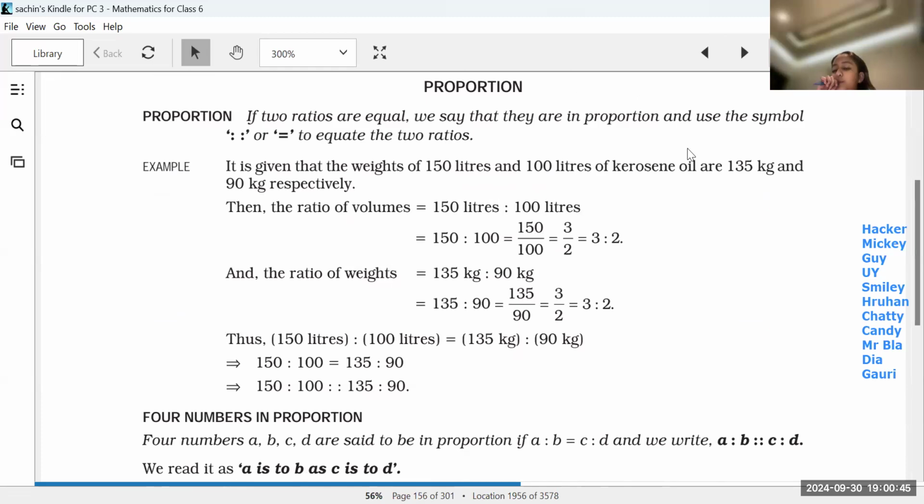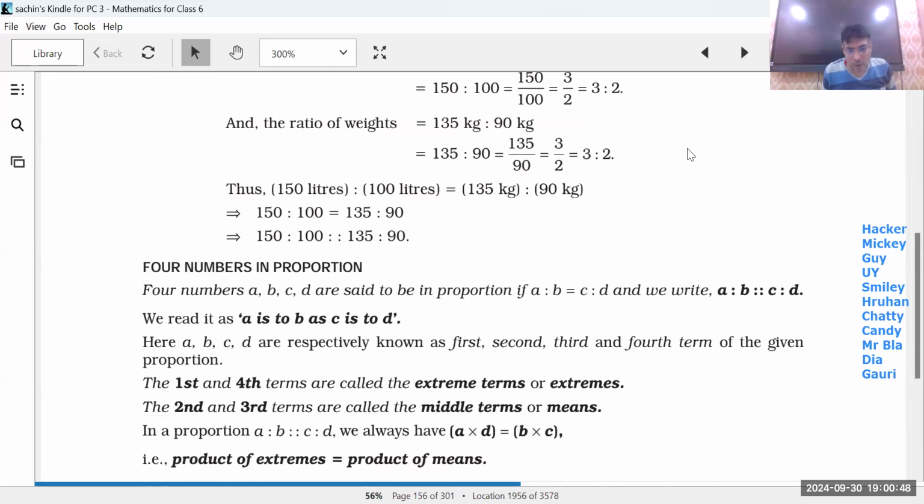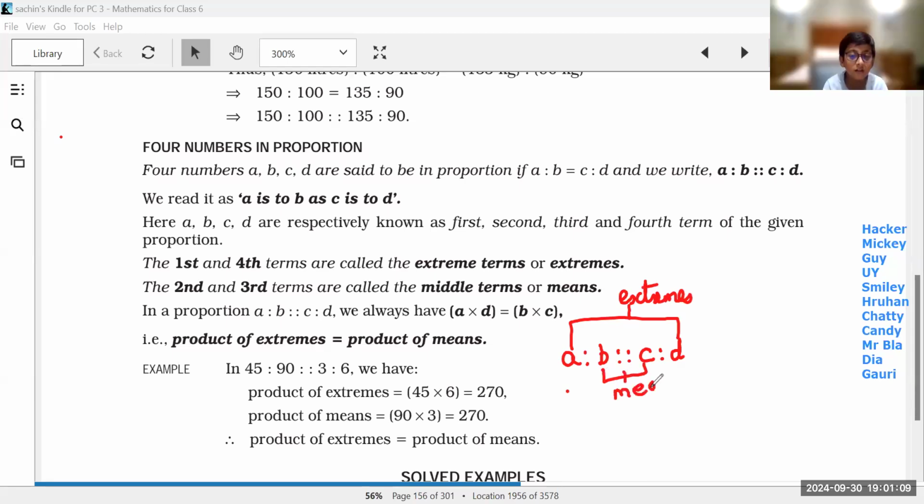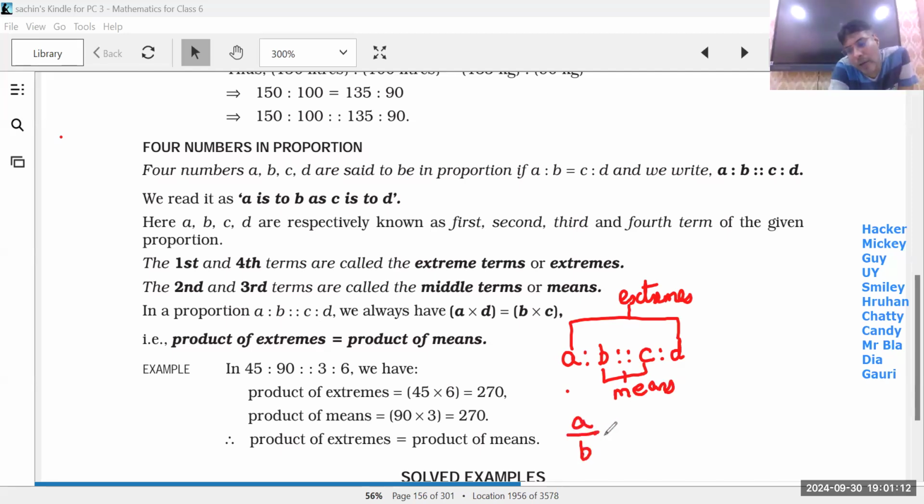Okay, sir. Now we are doing proportion, and equality of ratios is called proportion. If A is to B, proportion's sign is 4 dots, is equal to C is to D, then what will happen? These two are called extremes, and these two are called means, first of all. I taught you this. So A by B is equal to C by D, then A, B, C, D are in proportion. If the ratio A by B is equal to C by D, then A, B, C, D are in proportion.